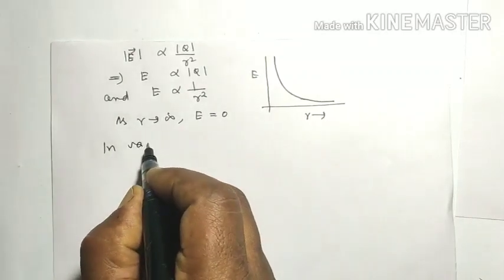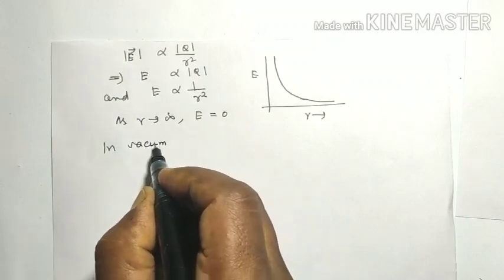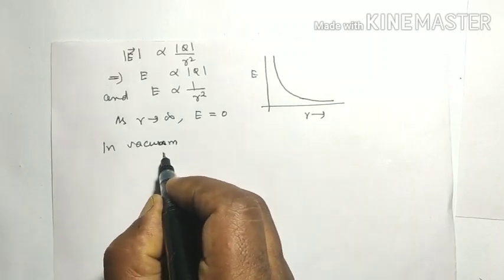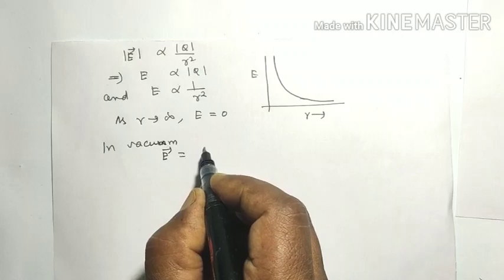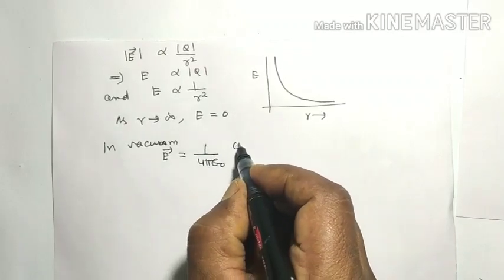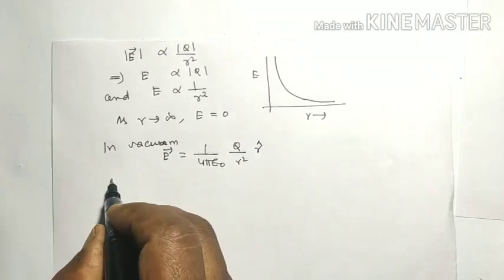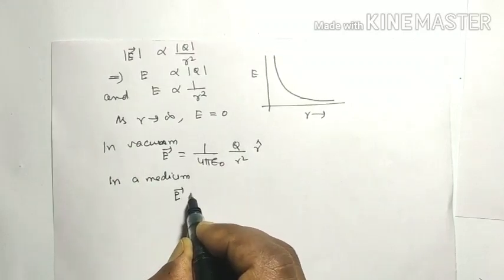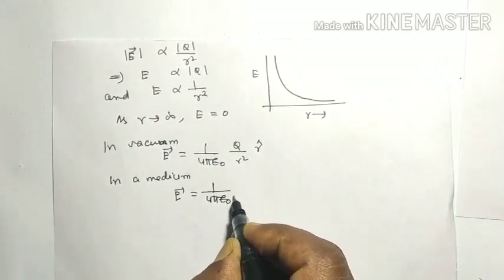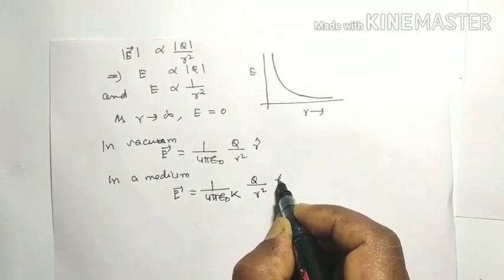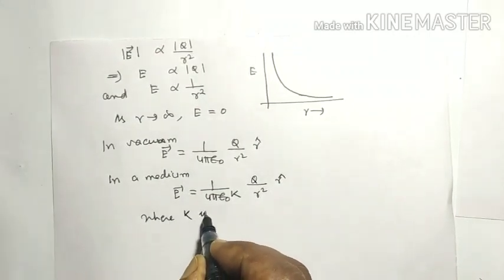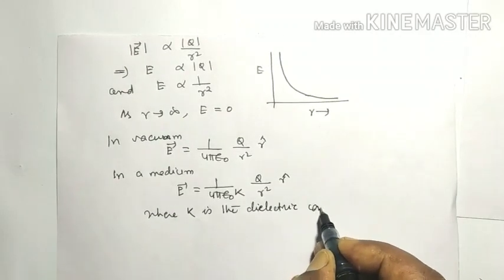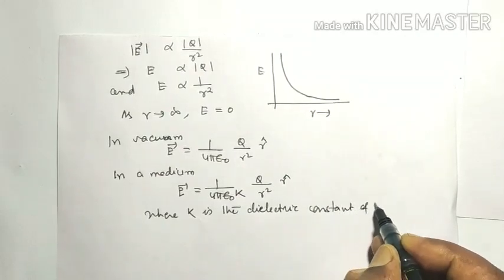In vacuum, when the source charge is placed in vacuum, then electric field E can be written as 1 by 4 pi epsilon 0 q by r square into r cap, and in a medium E is equal to 1 by 4 pi epsilon 0 k q by r square into r cap, where k is the dielectric constant of the medium.